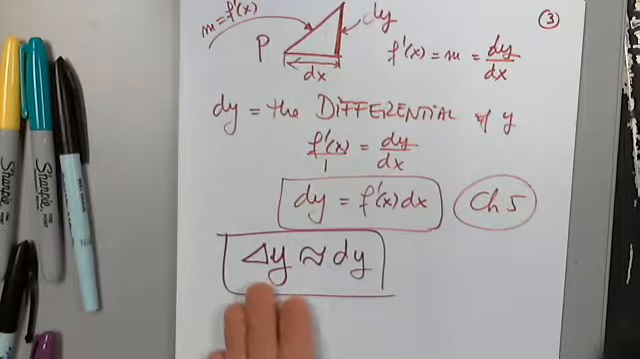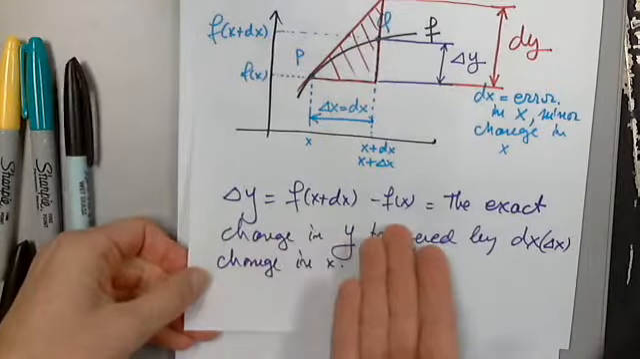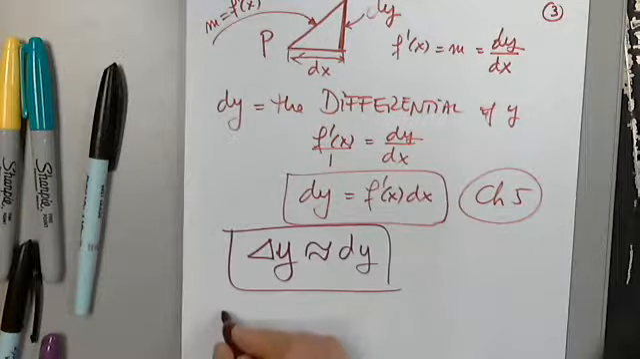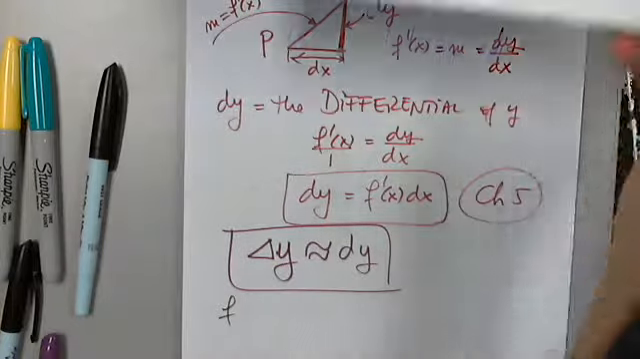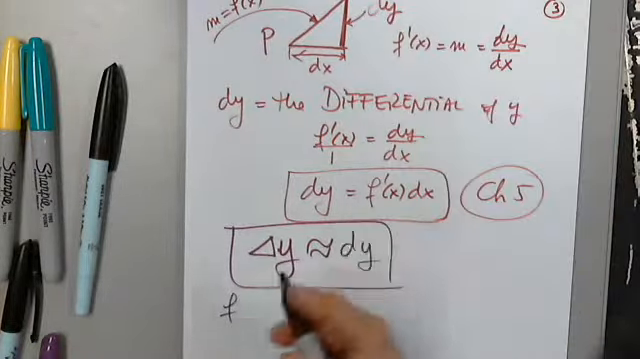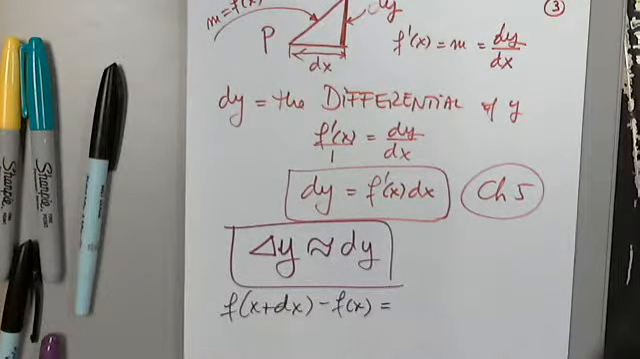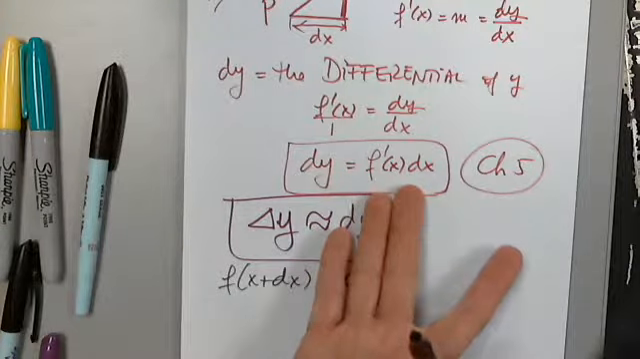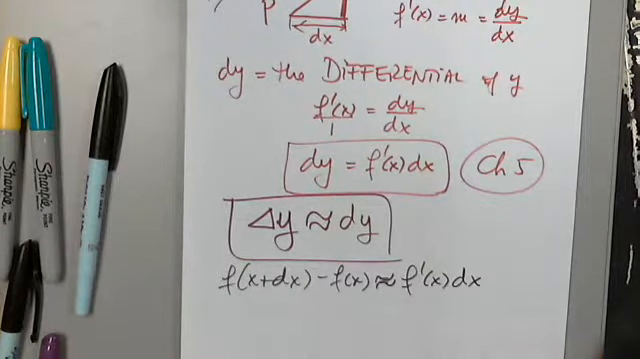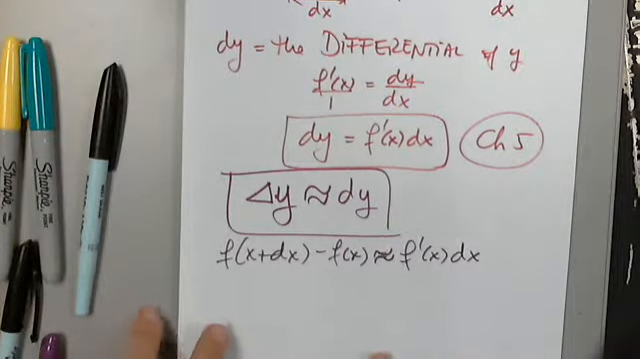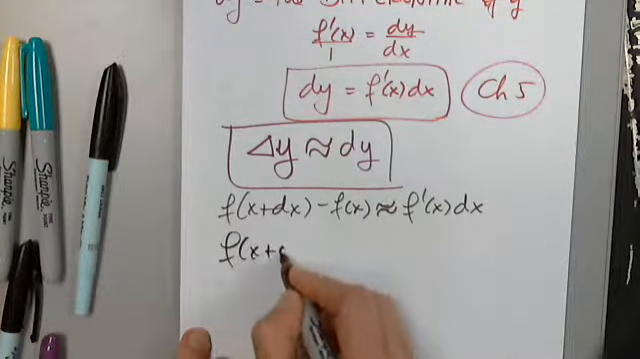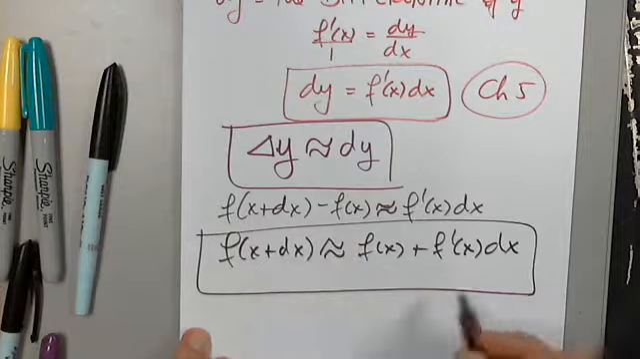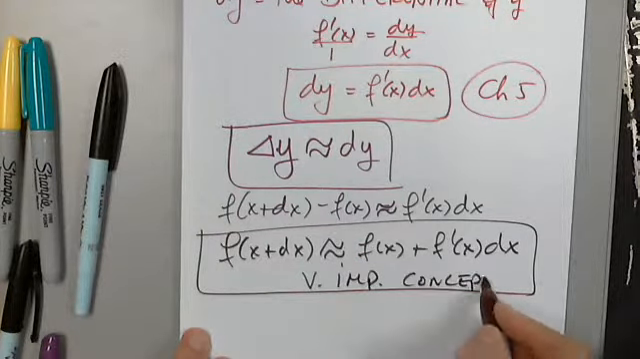Now, I would like to replace delta y by what we just said it equals. Here's our delta y, I'm just going to replace it. Can anyone dictate what we replace it with? Delta y. And now we replace the right-hand side. Oh, sorry. The right-hand side is, and we can never forget, and now I'm going to move f of x to the other side. So this is f of x plus dx is approximately f of x plus f prime of x dx. This is a very important concept, and I will show you in a minute how we use it.